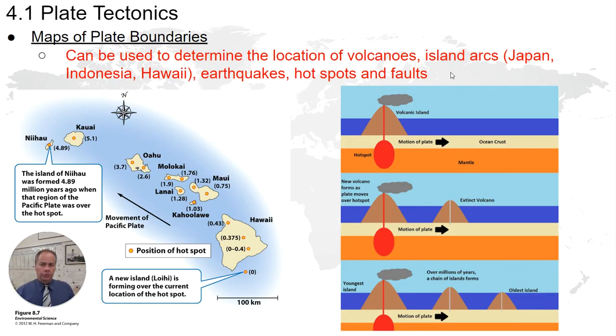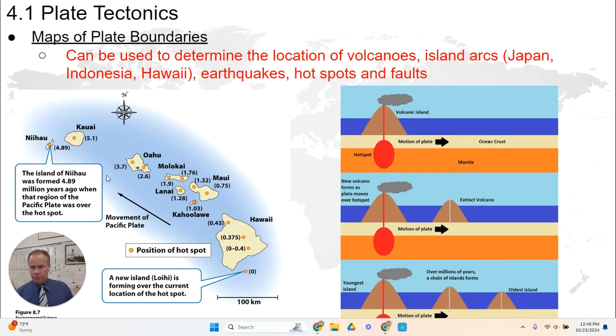So we can use these plate boundary maps to understand where we would often find volcanoes, where island arcs form, where there are earthquakes, etc. So these plate boundaries can give us a lot of information. One thing that I just mentioned is these hot spot volcanoes like we see in the Hawaiian Islands. Here's a map of the Hawaiian Islands: the big island of Hawaii, Maui, Molokai, etc. So you see the Hawaiian Islands here, and there's a series of islands.